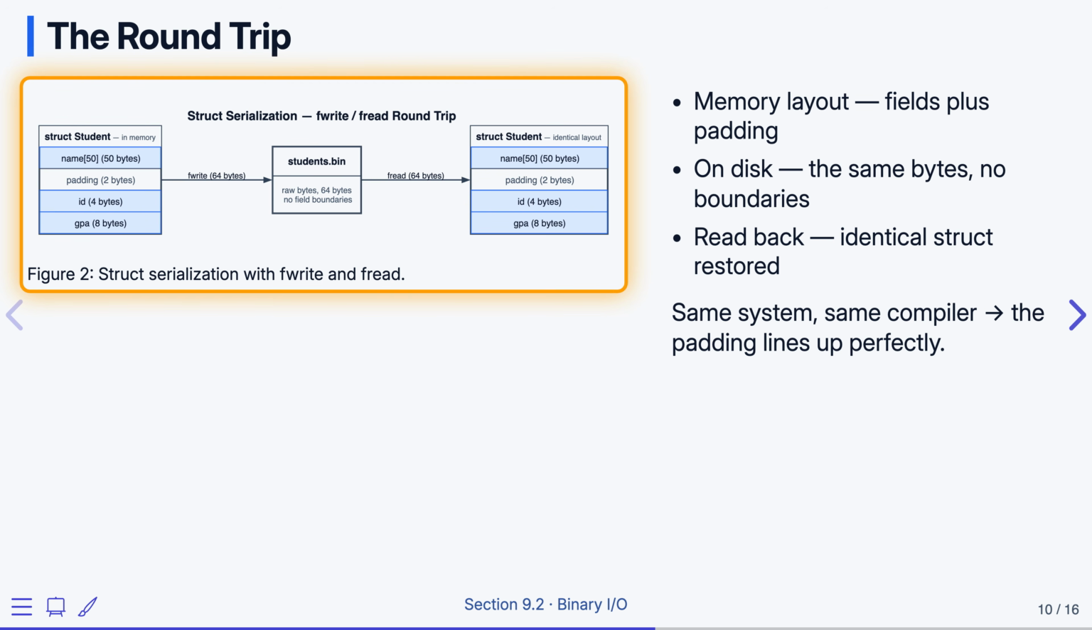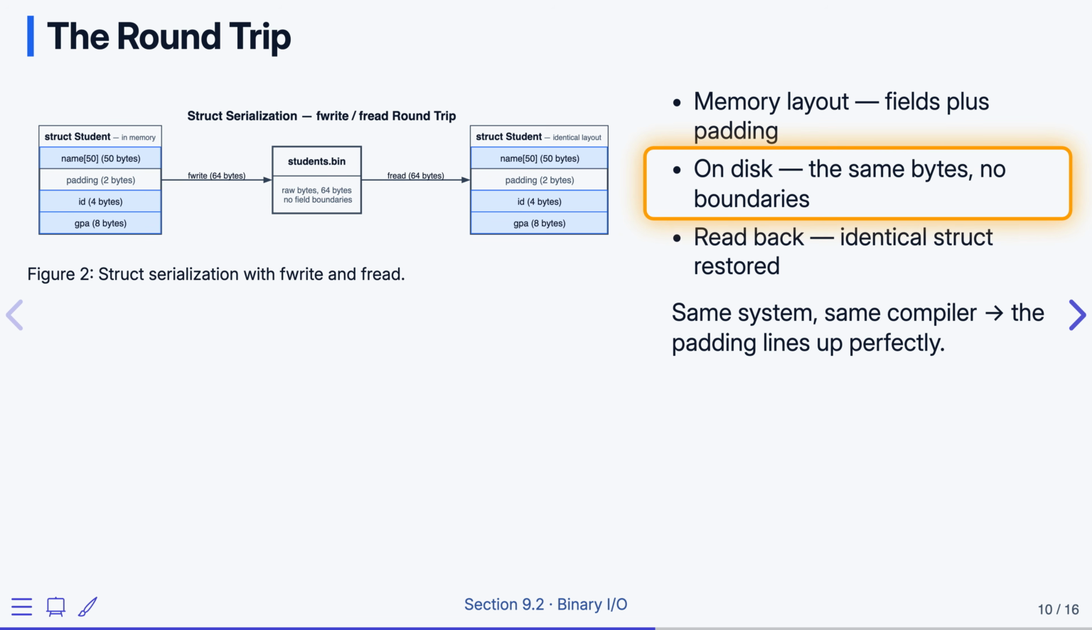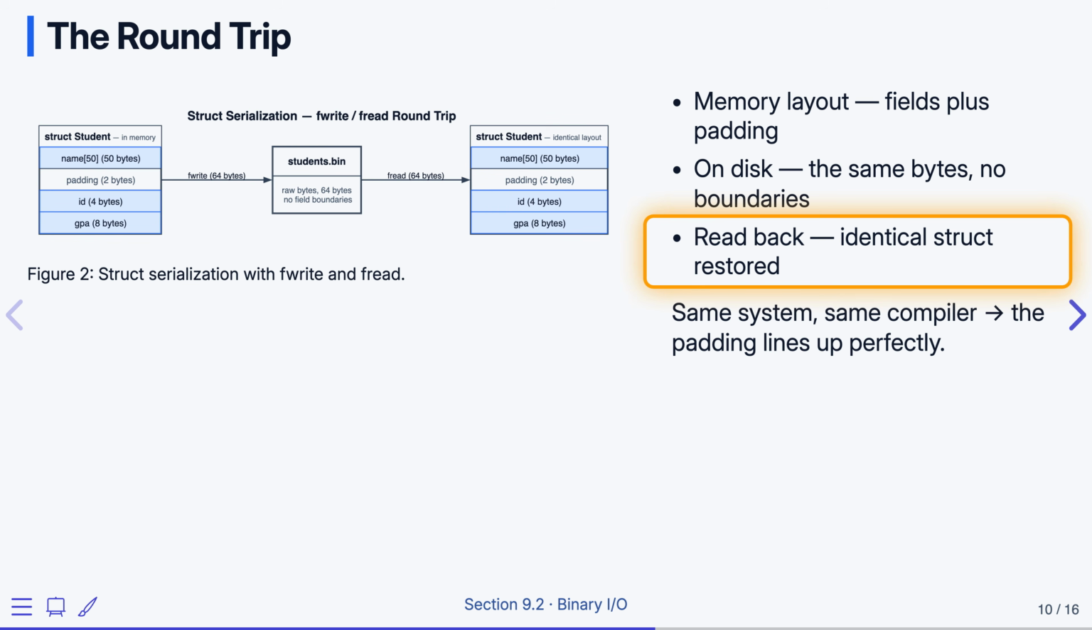This figure shows the round trip. The left block is the struct in memory: the name array, some padding, the ID, and the GPA. fwrite copies that complete memory representation, 64 bytes here, straight to the file. On disk, it is just raw bytes with no field boundaries. Then fread copies those bytes back into an identically defined struct, and the exact layout is restored, including the padding. This works perfectly as long as you read it back on the same system, with the same compiler.